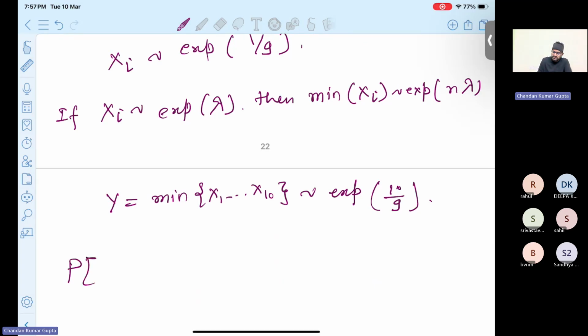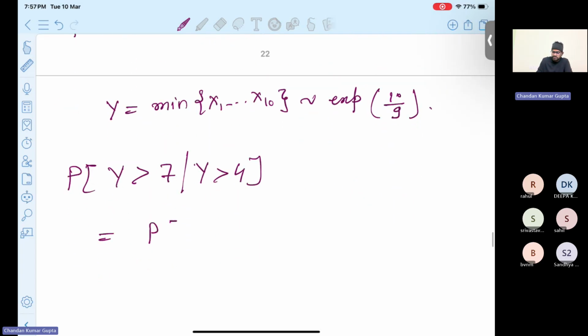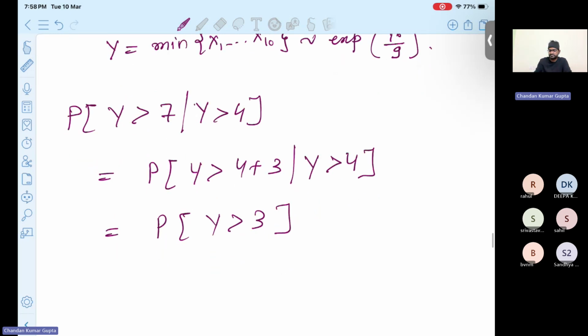Now the probability that y is greater than 7 given y is greater than 4. This can be written as the probability that y is greater than 4 plus 3 given y is greater than 4, which is the probability that y is greater than 3, using the memoryless property.